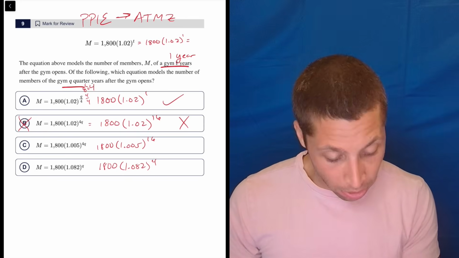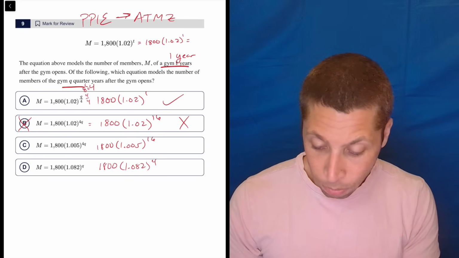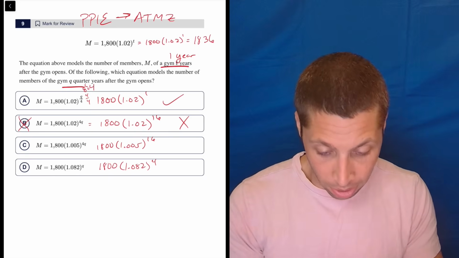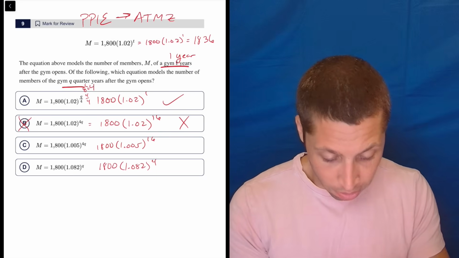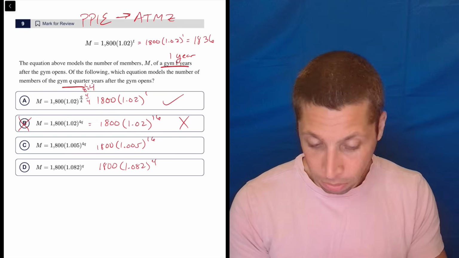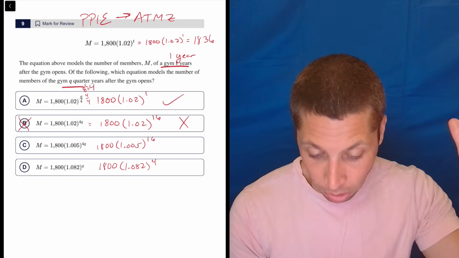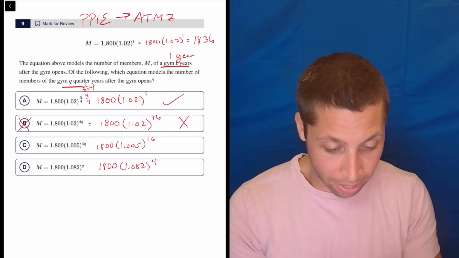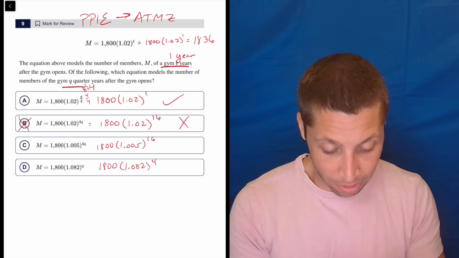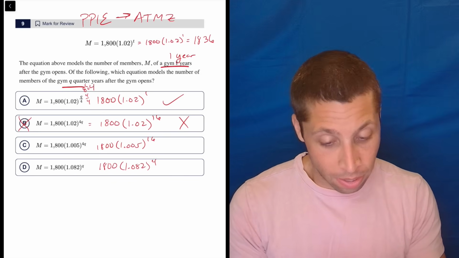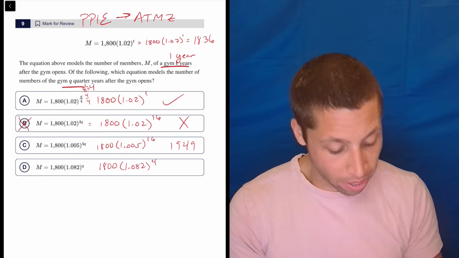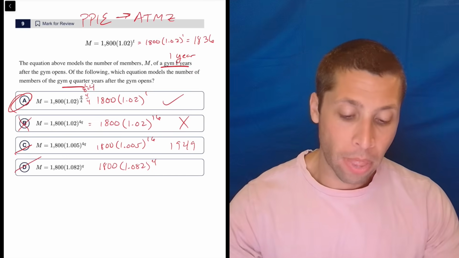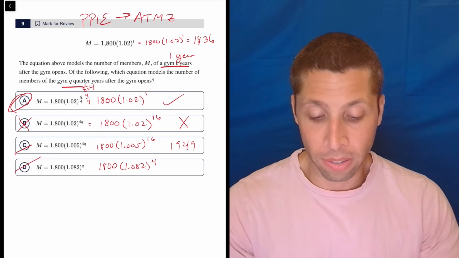I don't think it's going to work, but 1800 times 1.02 was 1836. So 1800 times 1.082 to the 4th, oof, big number, 2,467, and I think 1800 times 1.005 to the 16th is going to also be insane. Let's see. Well, not that bad. This is 1949, so not unreasonable, but both are also wrong. And there's your proof.